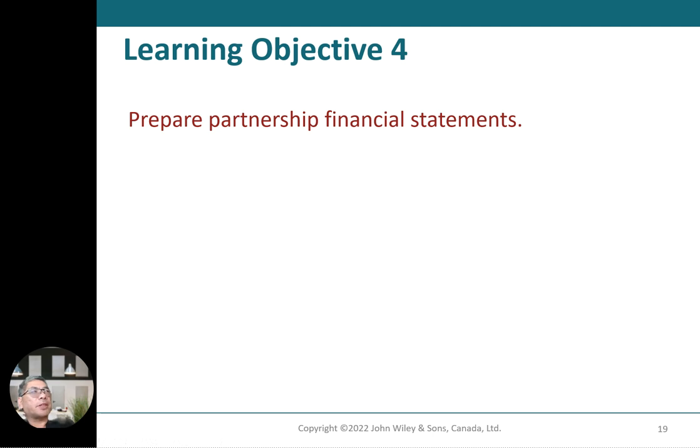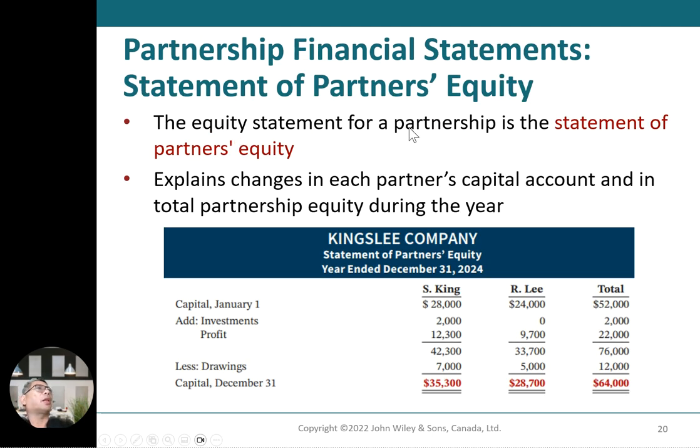In terms of preparing financial statements, objective number 4, we look at partnership financial statements such as the statement of partners' equity. Here is the King and Lee capital example. This is a typical example of the statement of partners' equity. 27,000, 64,000 total. The capital for King 28,000, capital for Lee 24,000, total 50,000. Investment 2,000, profit 2,300, here 9,700. There's a drawing here of 7,000, 5,000. So there is a key in terms of capital, showing the detail.